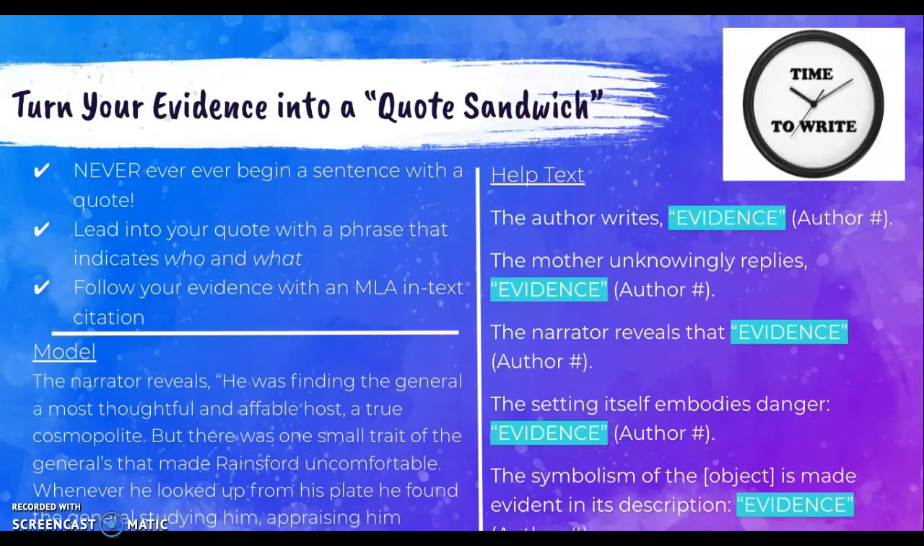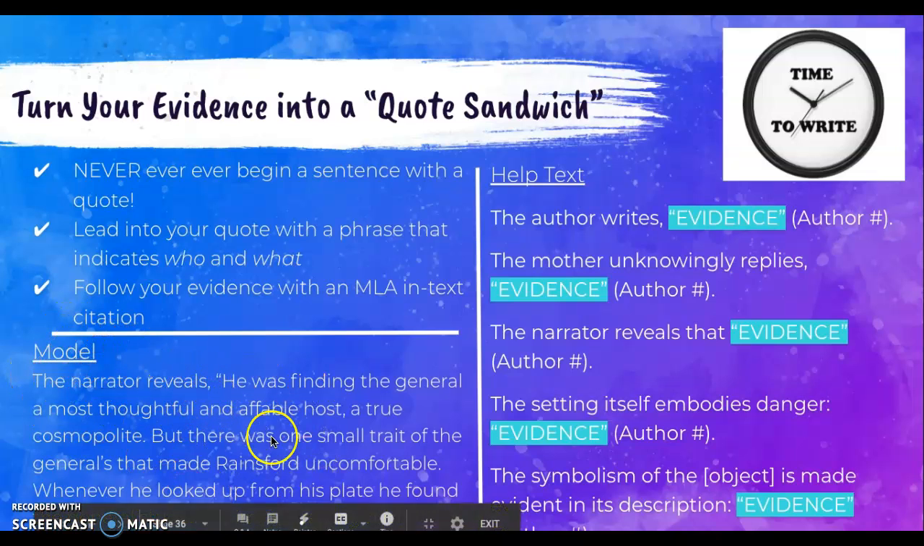Our model reads, the narrator reveals he was finding the general a most thoughtful and affable host, a true cosmopolite. But there was one small trait of the general's that made Rainsford uncomfortable. Whenever he looked up from his plate, he found the general studying him, appraising him narrowly. Connell 6. All right, so a few things to note. We've got our lead in here, the narrator reveals, comma.